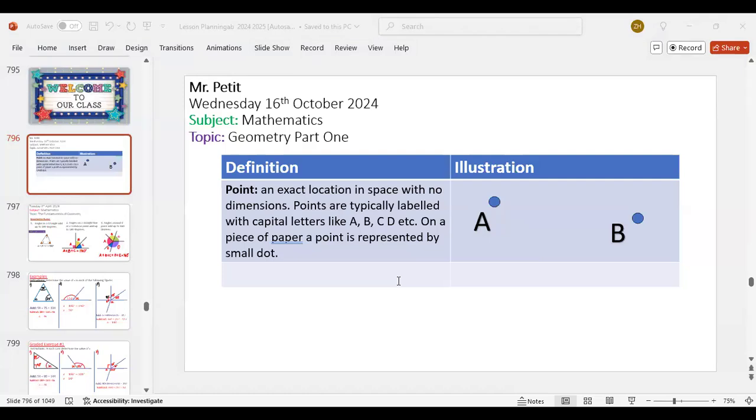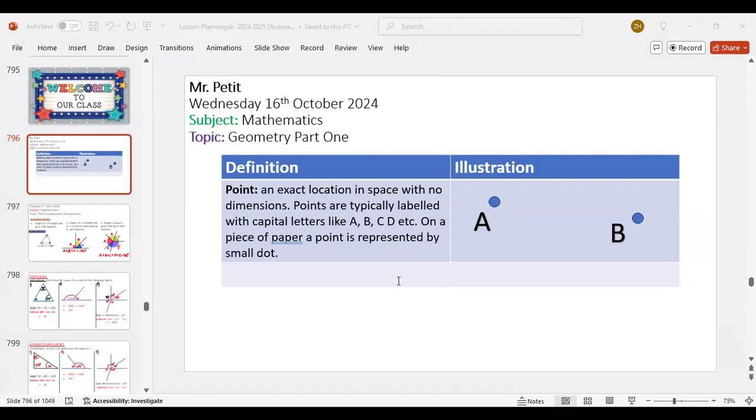So go ahead, Sashani, can you explain what we mean by a point? Read it. Point, an exact location in space with no dimensions. Points are typically labeled with capital letters like A, B, C, D, etc. On a piece of paper, a point is represented by a small dot.